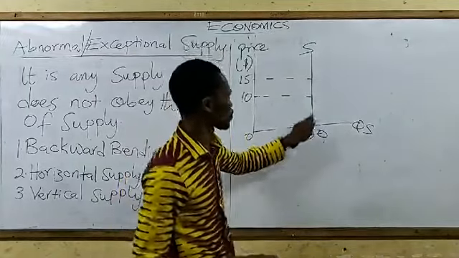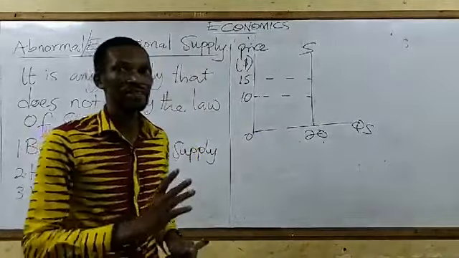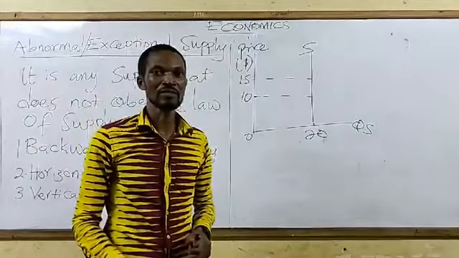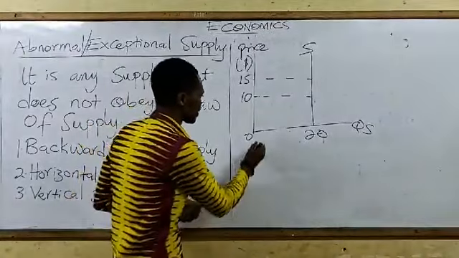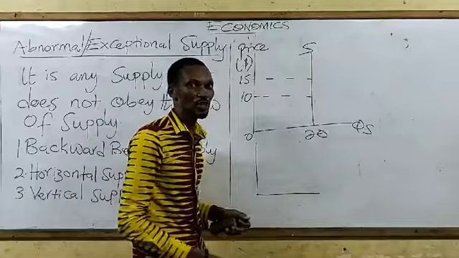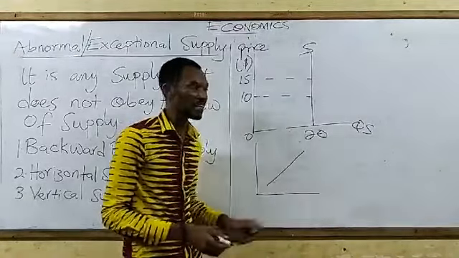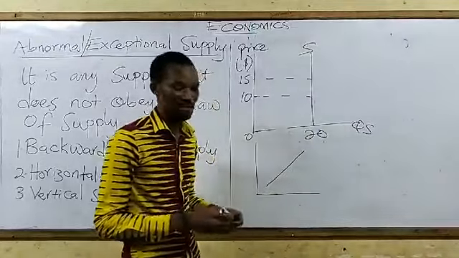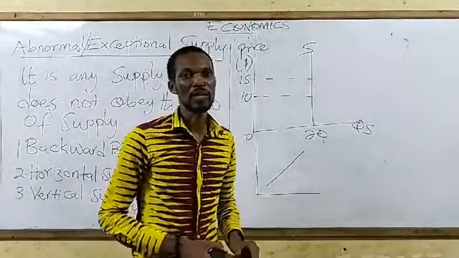Now you see, this is the supply curve, and you clearly see that the curve is vertical, stands upright. And again, it also does not obey the law of supply. This is the law of supply, this is the normal supply curve. This curve doesn't look like this. It is abnormal. This is the last type of abnormal supply that we have.